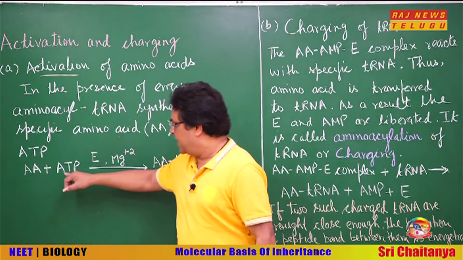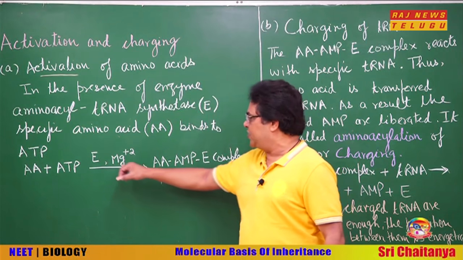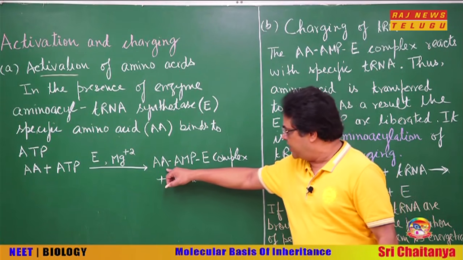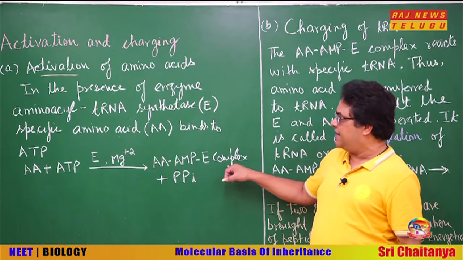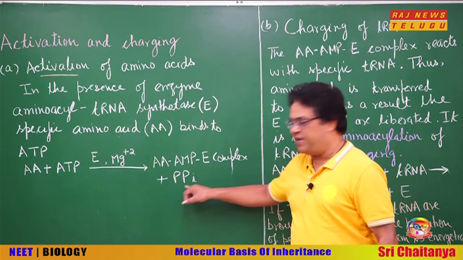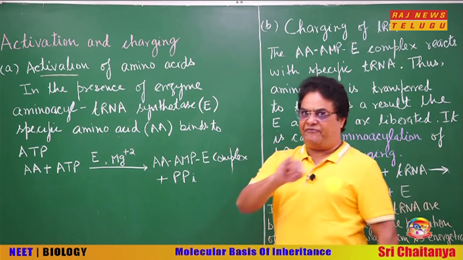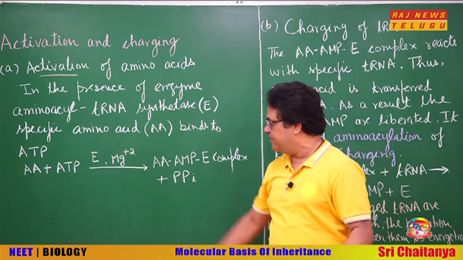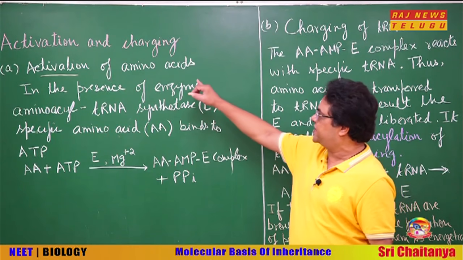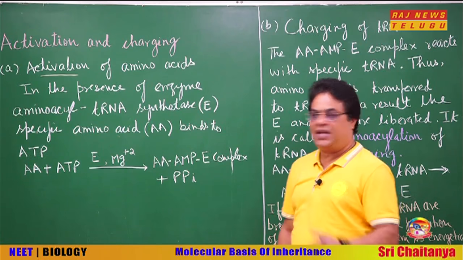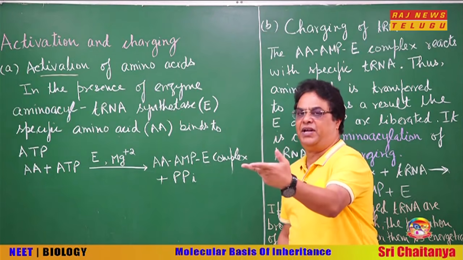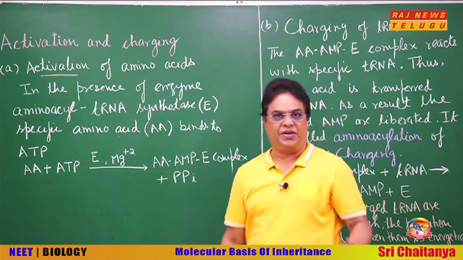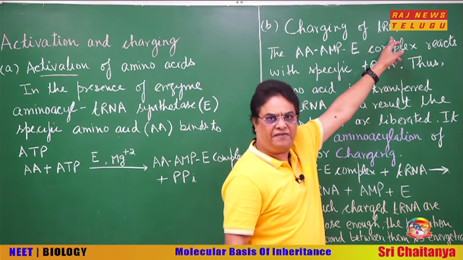Amino acid and ATP, in the presence of the enzyme amino acyl tRNA synthetase, form a complex, amino acid AMP enzyme complex, and the PPi is released. Remember that for every amino acid there is a specific amino acyl tRNA synthetase enzyme. So, this complex is formed. This is the first step called activation of amino acid. Now, this amino acid will be loaded to the specific cognate, means related, tRNA. This is called charging of the tRNA.